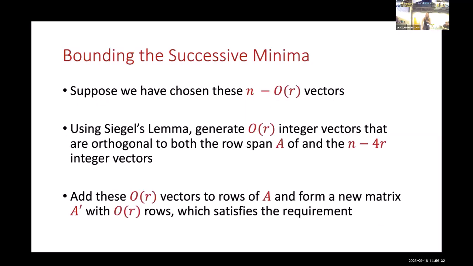And then after we've done that, we can use Siegel's lemma to generate the remaining integer vectors that are orthogonal to both the row span of A and the vectors that we found. Then finally, we will just add these O of r vectors, which might have very large coordinates, to the matrix A, and form the new matrix A prime. It will satisfy the requirements since all of the other vectors in the orthogonal complement had polynomially bounded entries.